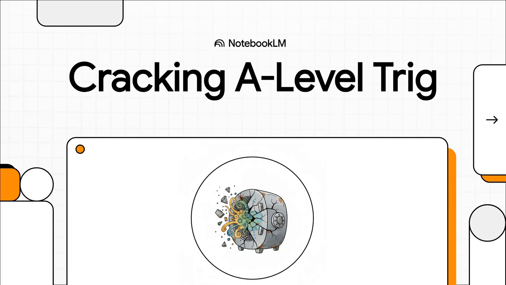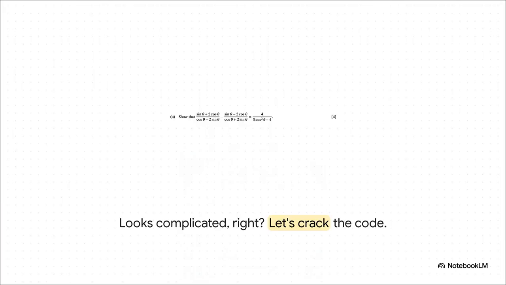All right, today we're going to crack A-level trigonometry problems. You know, the kind that look totally impossible when you first see them. But what if I told you they're just really clever puzzles, just waiting for you to find the key? Let's get into it. Okay, let's just dive right in by looking at a classic exam question.